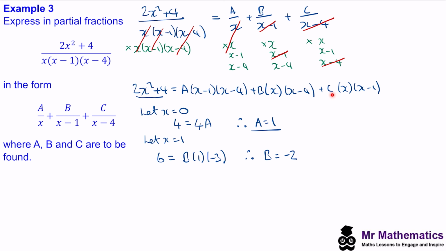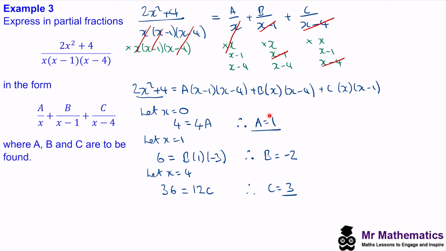And then to work out the value of c, we need this x minus 4 and this x minus 4 to equal 0. So we'll say let x equal positive 4. So now we get 4 squared is 16, times that by 2 is 32, add 4 becomes 36. And that is equal to, this will go, and this will go, and then we've got 4 multiplied by 3, so 12c. So therefore, c must equal 3.